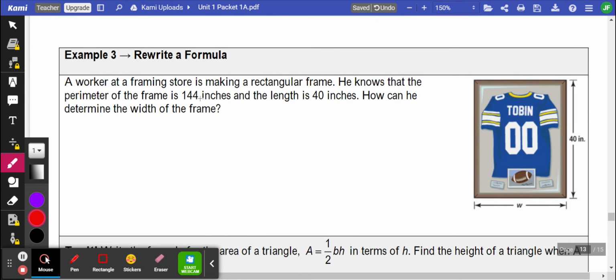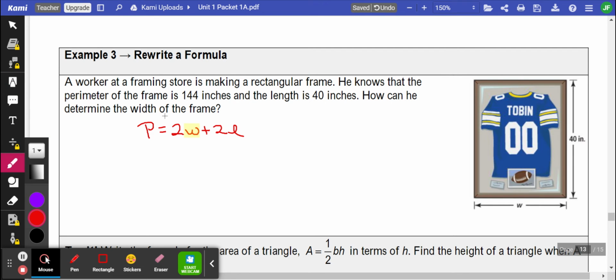Okay, for the next one, a worker at a framing store is making a rectangular frame, and he's looking at the perimeter. So the perimeter of a rectangular frame is 2W plus 2L. If he knows what the perimeter is going to be and what the length is going to be, we need to figure out what the width will be. So we're going to solve for W.